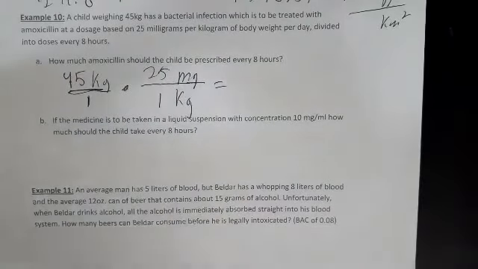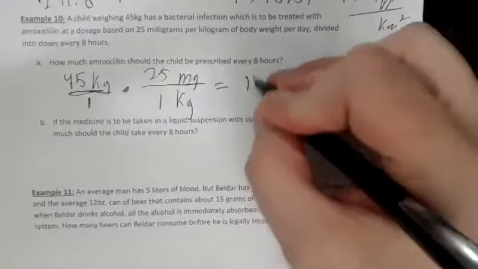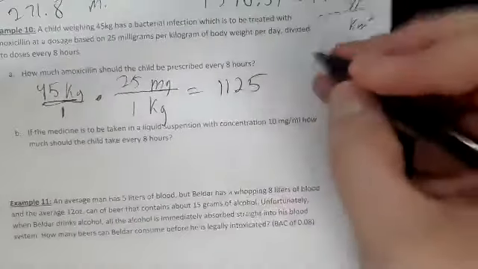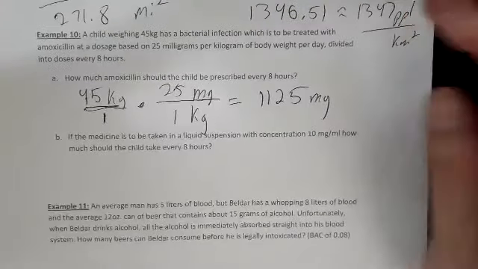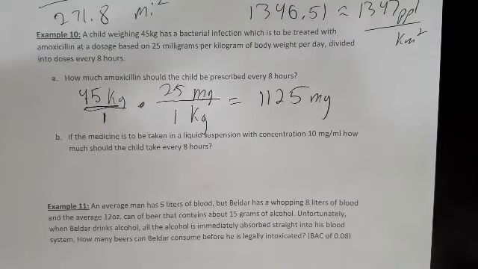So what I'm doing is 45 times 25, which gives me 1125 milligrams. This is the dosage that is recommended for the child per day. So this is how much he's getting every day. This is not how much you want to give him at one time. If you do that, you will probably kill this kid. Maybe not with amoxicillin, but with anything else, there's a good chance you might be poisoning this kid.